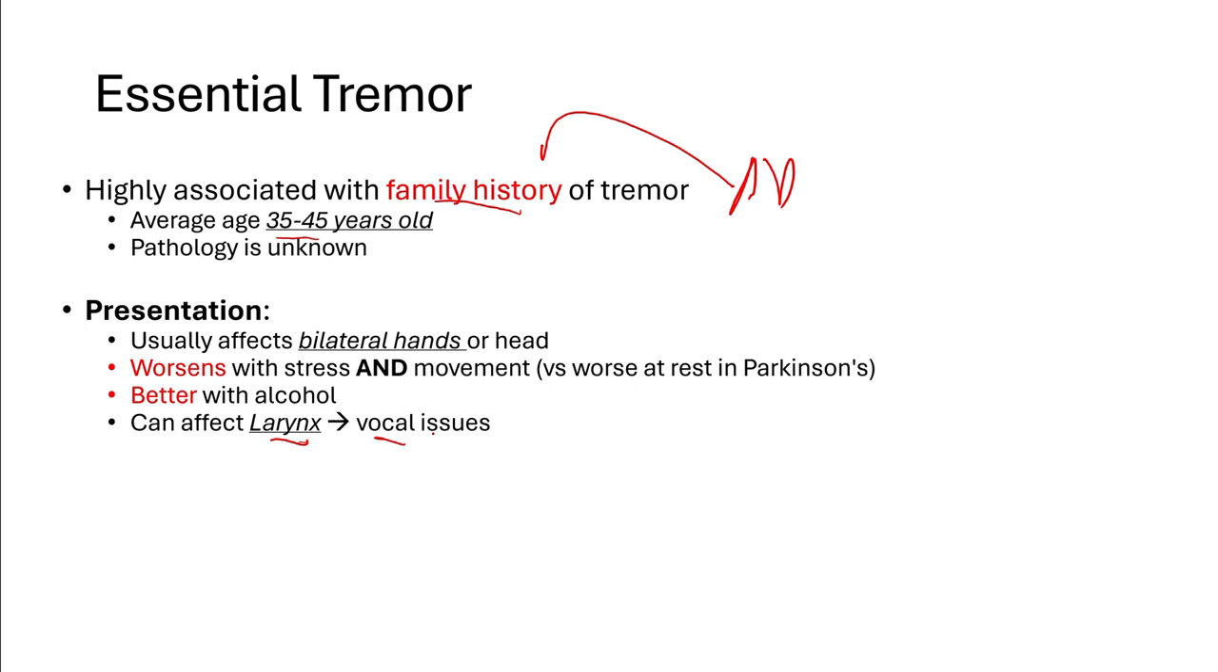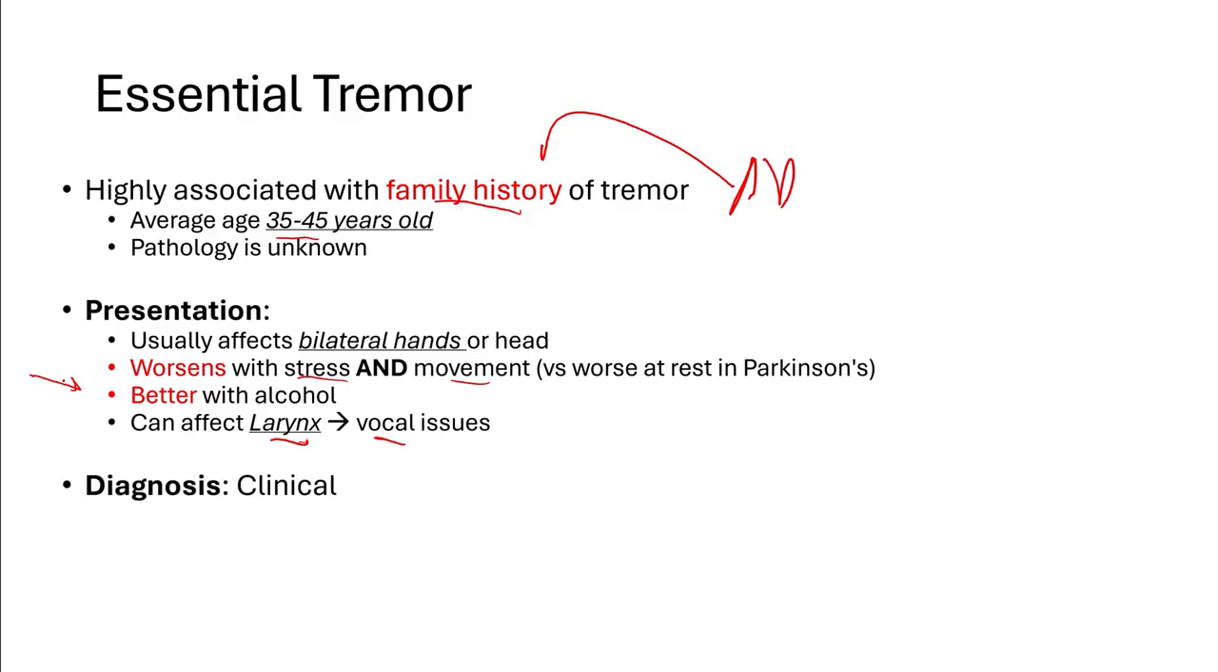This classically worsens with stress and movement. This is compared to Parkinson's, which is usually better with movement and worse at rest. Essential tremor is typically better at rest and worse with movement, so it's the opposite. And this is also thought to be better with alcohol usage as well. So be aware of individuals abusing alcohol to treat this pathology in essential tremor, and always be aware of withdrawal symptoms as well when you put them on appropriate medication.